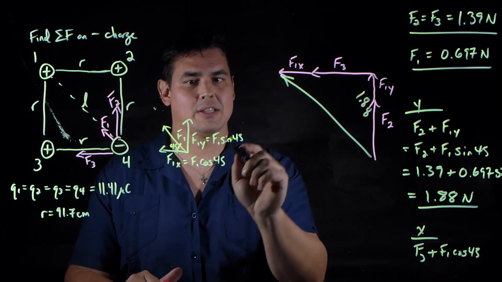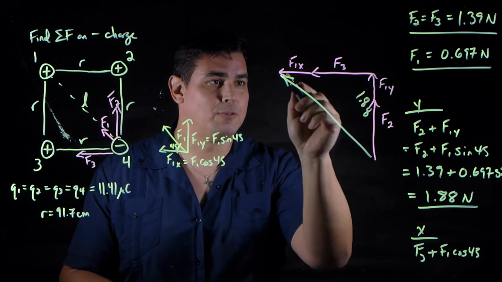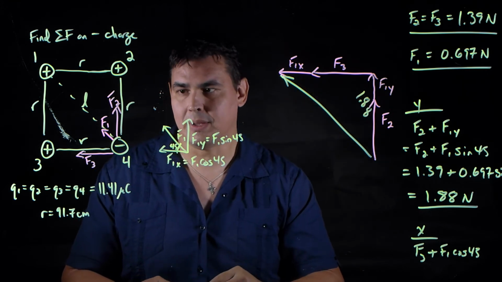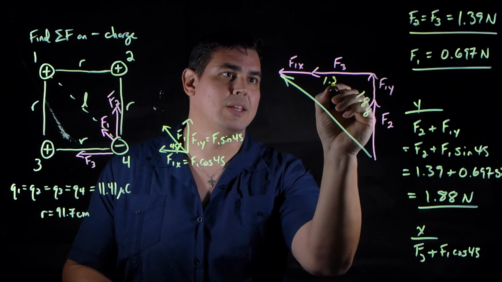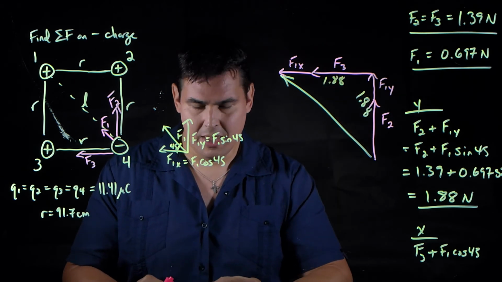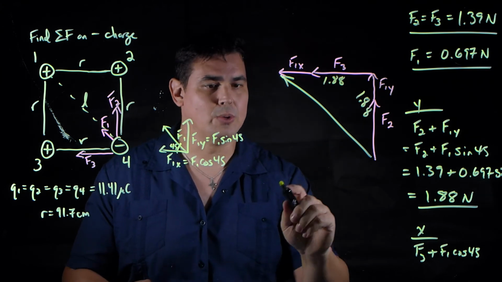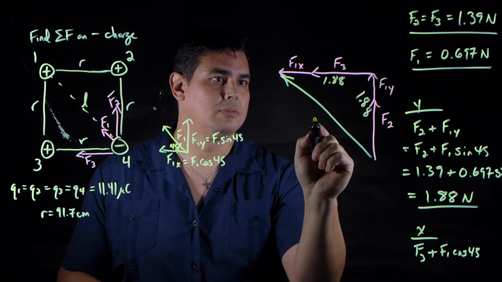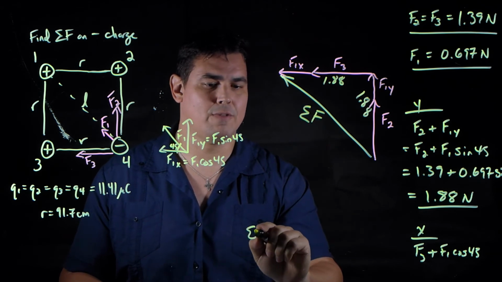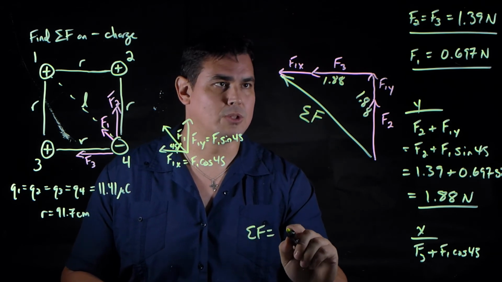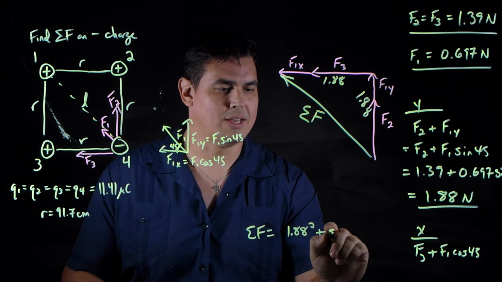So this is F1x, but that's coming here. I could do that, but I know it's got to be the same because this is a 45, 45, 90 triangle, right? Because of the fact that this is a square. So this side also has to be 1.88. If I know this side and this side, I can solve for the hypotenuse, right? So this is my net force.